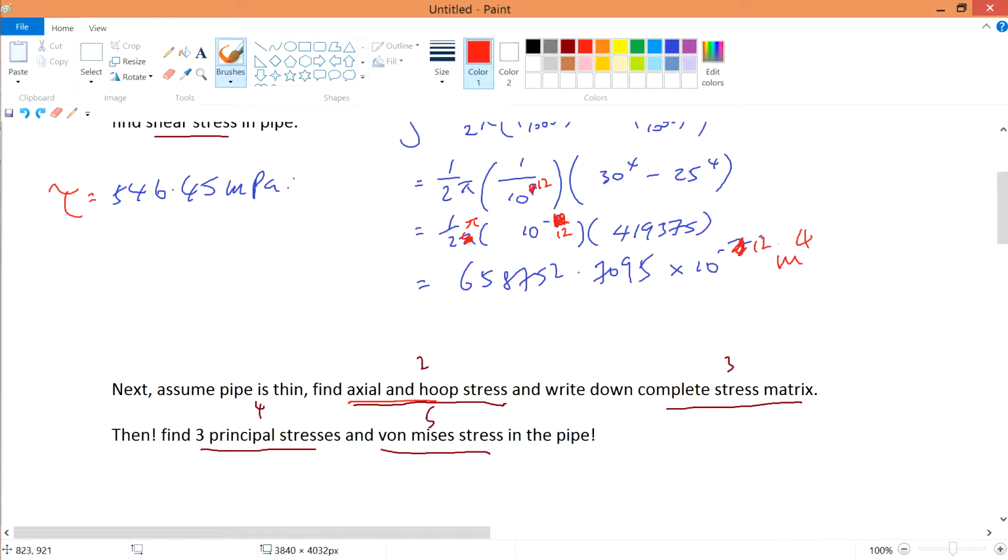Okay? Alright, next up is to assume that your pipe is a thin wall, and therefore find your axial and hoop stress. Your axial is actually your longitudinal one, your sigma ZZ. We write axial because it's easier to write; compared to longitudinal, which is a lot of alphabet, axial is just 5 letters. But anyway, just take note that axial is actually longitudinal.